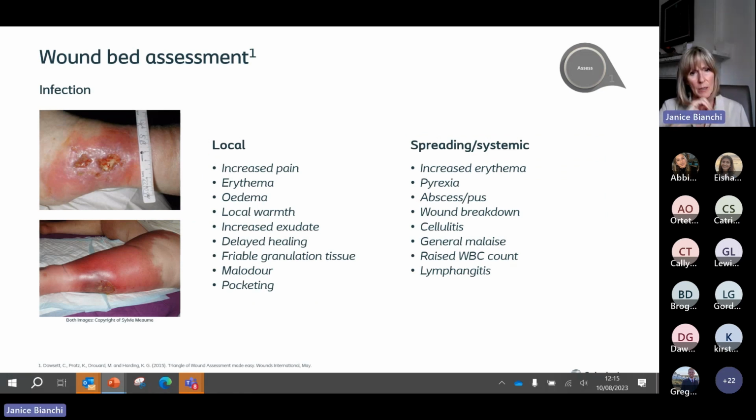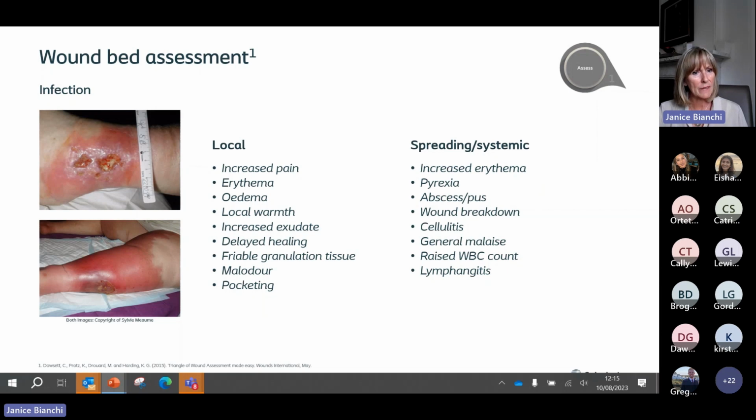And then infection, think about infection, either local infection, which is the top picture you're seeing here, or a spreading infection. So with local infection, the person will be reporting more pain. There will be redness, erythema, oedema. It will feel warm compared to the skin next to it. So you just hold your hand above that and you'll feel warmth.